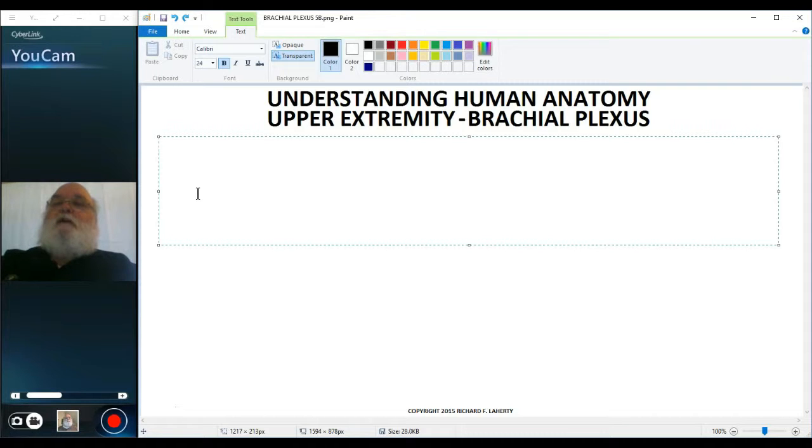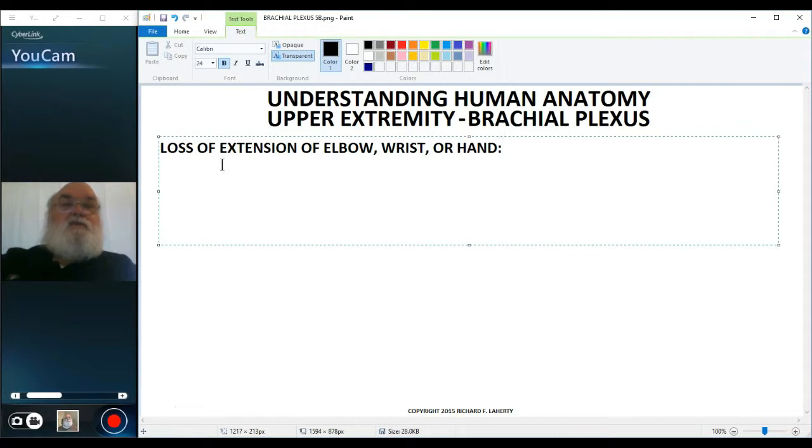So, if someone has a loss of extension of the elbow, wrist, or hand, the extensors are all in the posterior compartment, and the posterior compartment of both the arm and forearm is innervated by the radial nerve. So we have damage to the radial nerve.